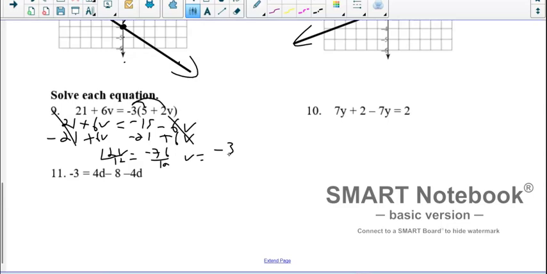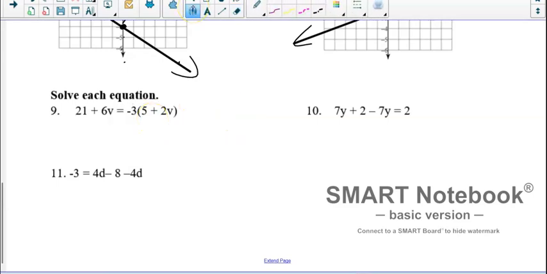Now, I'm going to erase all this and show you another method if you saw it. Some of us have talked about the shortcut here. If you saw it. Since negative 3 is a factor of 6 and 21, I can just divide both sides by negative 3. That cancels there. Over here, I end up with negative 7 minus 2v equals just the parentheses, 5 plus 2v.